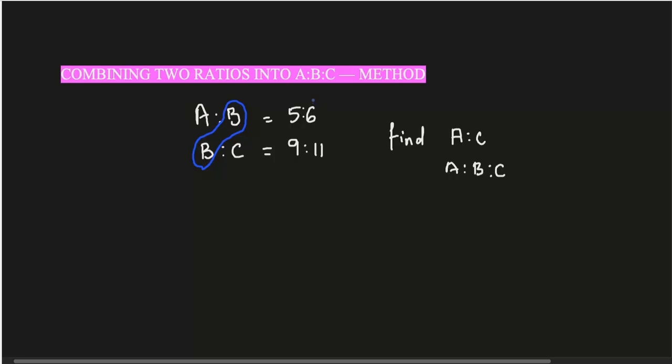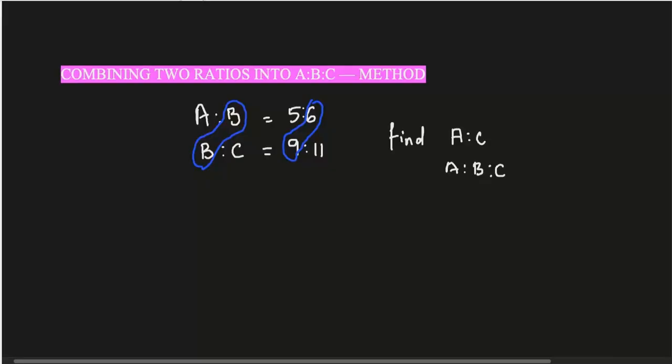But here B is same. But here what? B value is 6 and 9. We need to make these two values same. Then only we can get A is to B is to C. This is the basic thing. A very important step here is to make B common, same number.